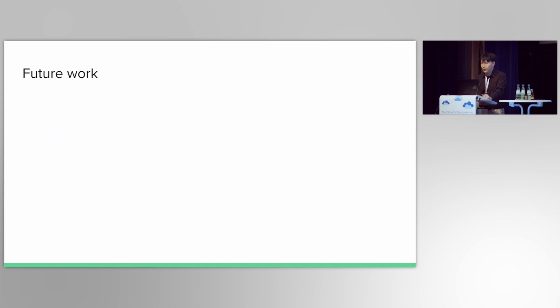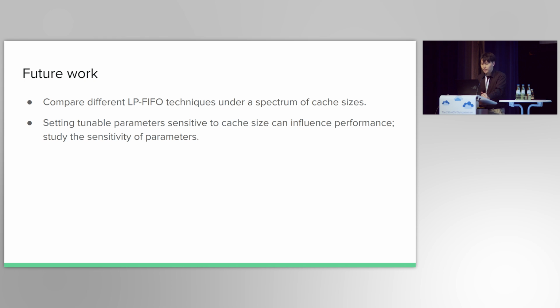So here are some speculated future work directions. The first is to compare different lazy promotion techniques under a spectrum of cache sizes, because as of now, the simulations are all performed with a cache of fixed proportional size of 10% of the workload. And it will be interesting to investigate the performance of different methods with other orders of magnitude of cache sizes.